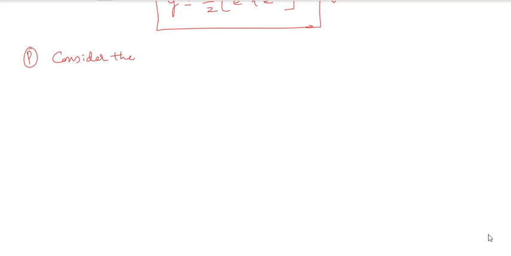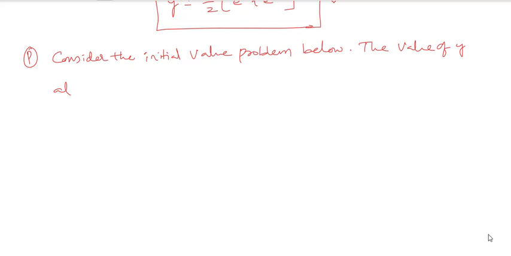Consider the initial value problem below. The value of y at x equal to ln 2 is dash. The differential equation is dy/dx = 2x - y, with y(0) = 1.